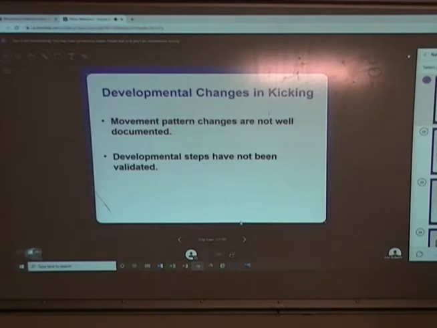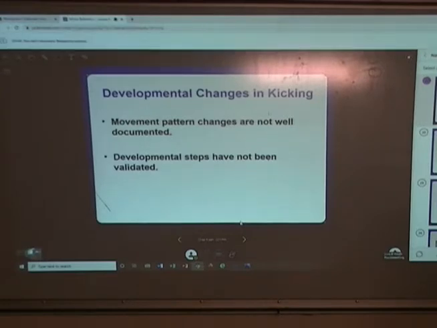but from what we do know, kicking doesn't appear to be automatic. So when we look at older children, teenagers, adults, we don't see proficiency. That's very strange. We don't see proficiency in older children, adults, unless they've done a lot of kicking and had good coaching and teaching on it.